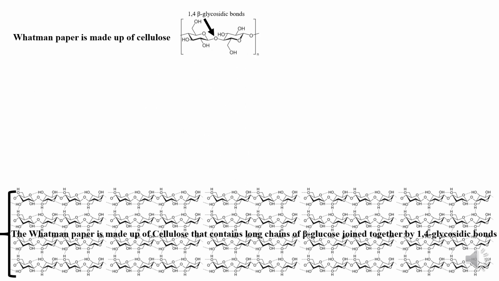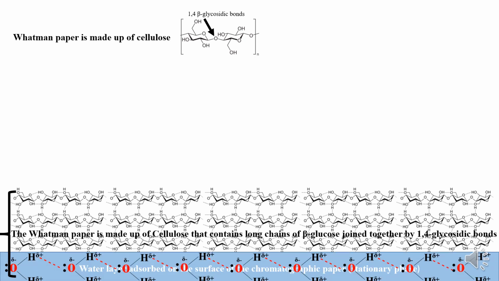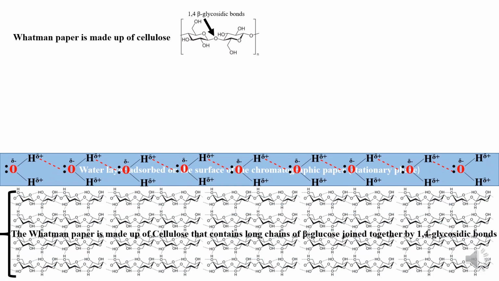Now, Whatman paper is made up of cellulose. Cellulose is a polymer. It is a polysaccharide where you find the D-glucose units held together by 1,4-glycosidic linkage. And a water layer is adsorbed on the surface of chromatographic paper, which acts as a stationary phase. And in the water layer, you will find that these water molecules are held together by hydrogen bonds. And why does this water layer stick onto the cellulose layers in the Whatman paper? Again, it is the hydrogen bonding which is holding the water layer over the Whatman paper.